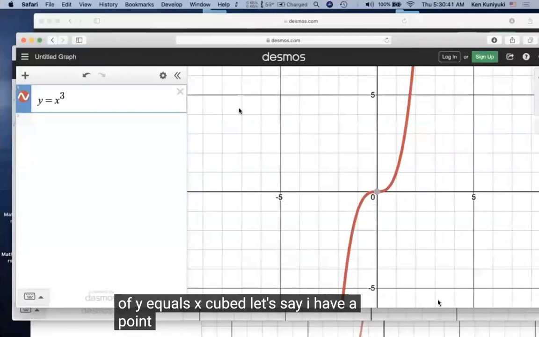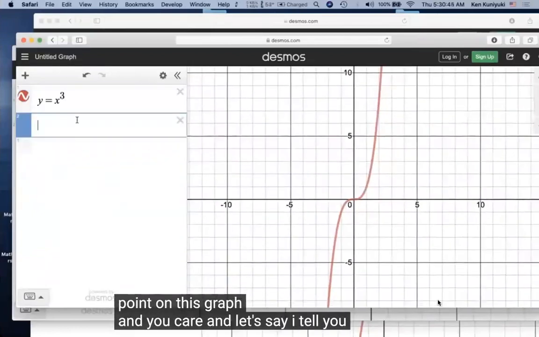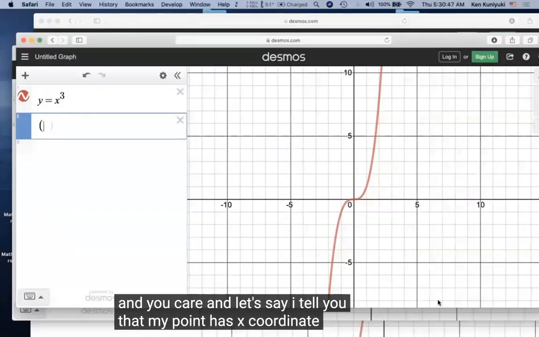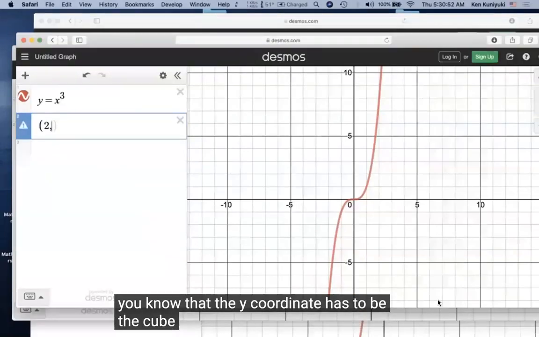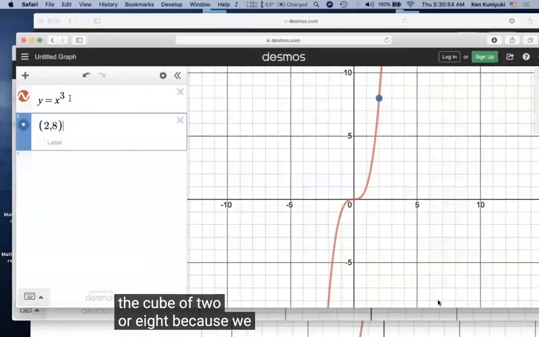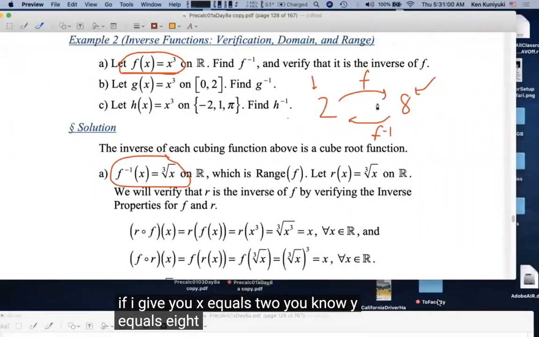Let's say I have a point on this graph and you care. And let's say I tell you that my point has x coordinate 2. You know that the y coordinate has to be the cube of 2, or 8, because we have a function. If I give you x equals 2, you know y equals 8.